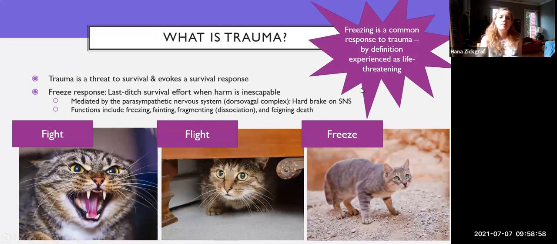So because traumas are, again, by definition, life-threatening, parasympathetic dorsal vagal complex activation in response to a trauma is relatively common, whereas having a fight or flight response is more often experienced in response to a stressor, but not necessarily a life or death stressor. Freezing comes at the end of the fight or flight response, again, when the fight or flight response is no longer sufficient to help the organism survive.